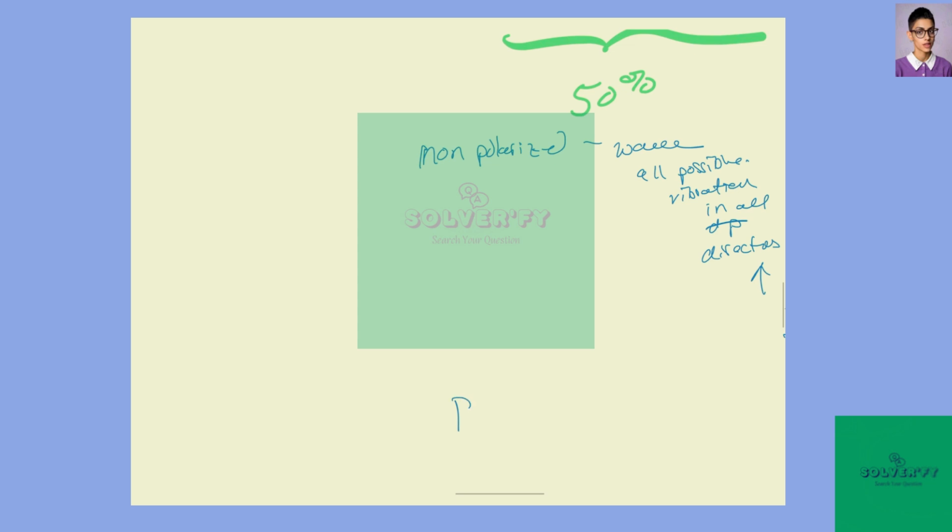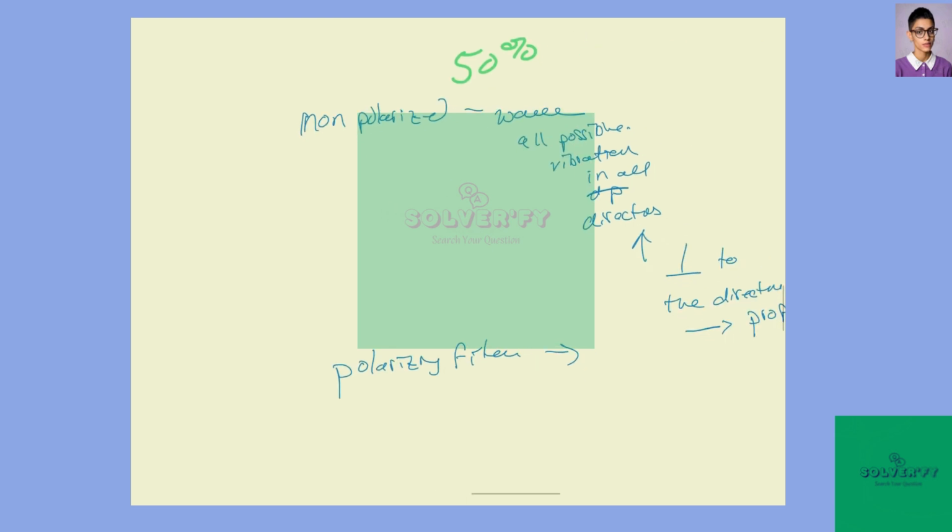Whenever you have a polarizing filter, this will only allow certain light waves, or certain waves that vibrate in specific directions, to pass through.